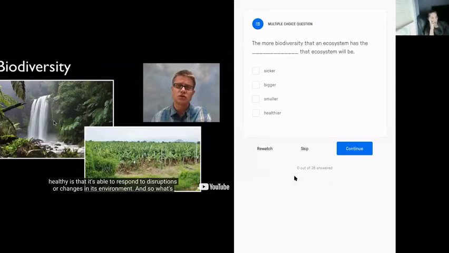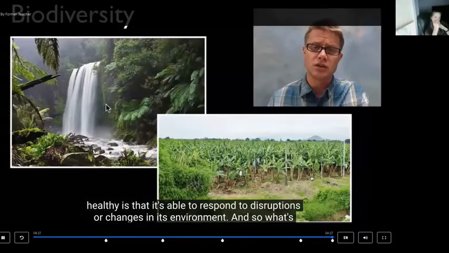Right, the more biodiversity that an ecosystem has, the blank that ecosystem will be. All right, 5, 4, 3, 2, and 1. Or changes in its environment.